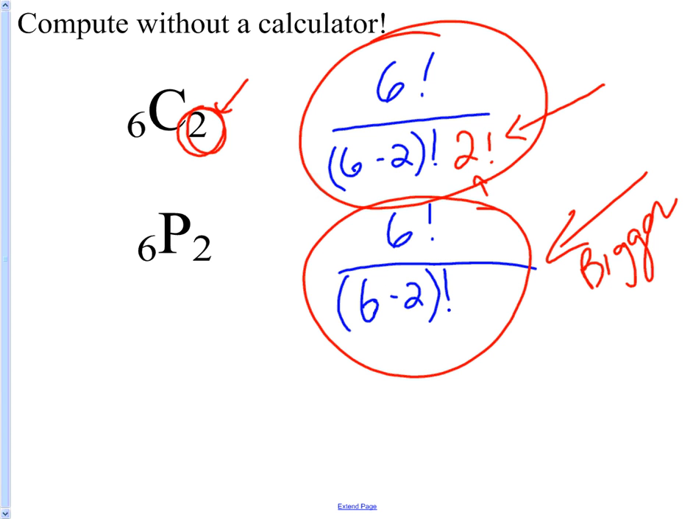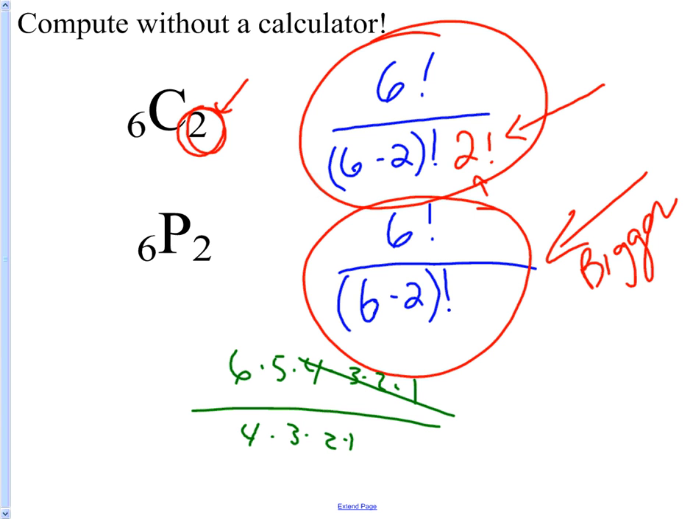Remember that? Now, when we're doing these, we need to know what these mean. 6 factorial means 6 times 5 times 4 times 3 times 2 times 1, all over 6 minus 2 factorial, which is 4 factorial, which is 4, 3, 2, 1. And then I can cancel. You remember that? All right. Then see if you can do these by hand, no calculator. I'll pause while you do that.